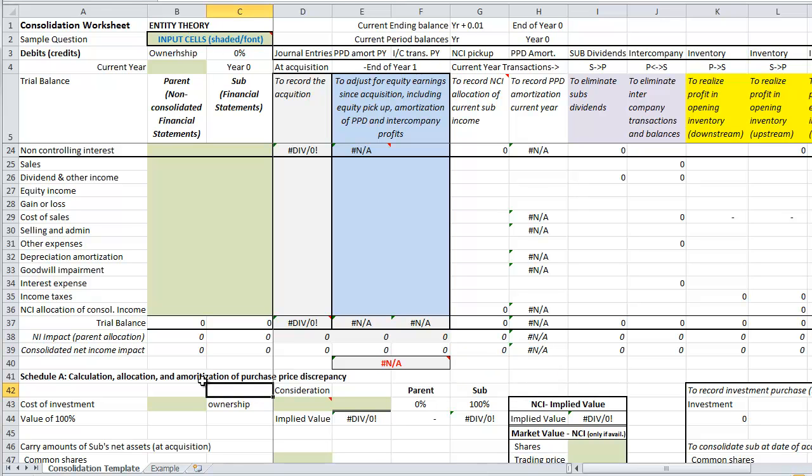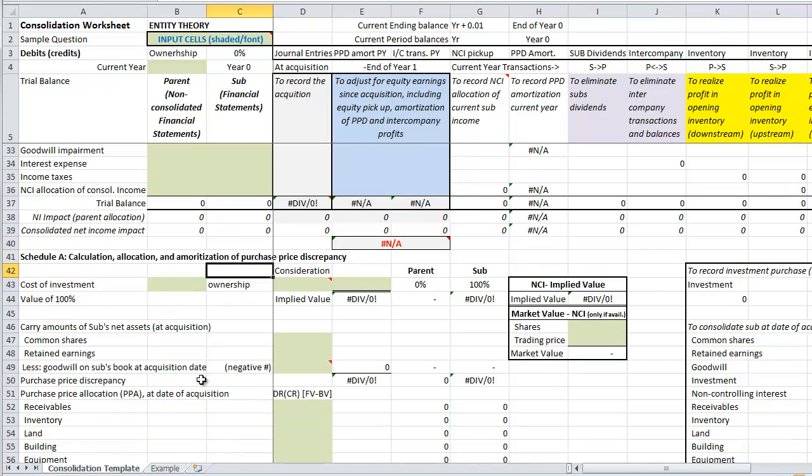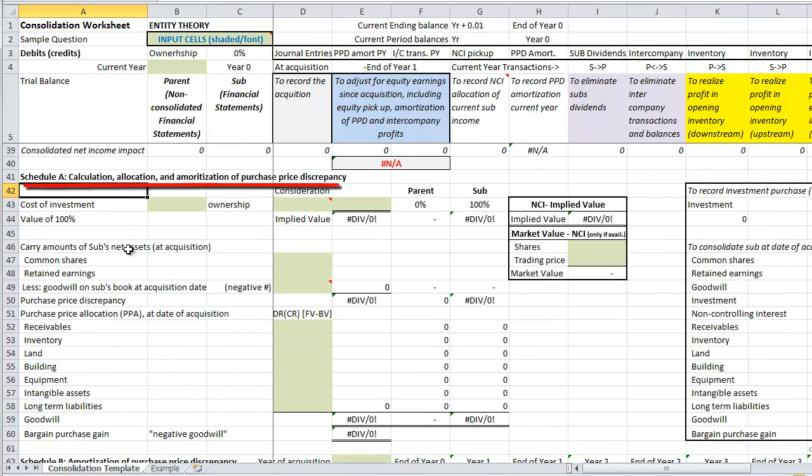Below the worksheets are the all-important schedules and detailed reconciliations. Schedule A calculates and allocates the purchase price discrepancy. And I've seen this called the purchase differential as well as the fair value increments. It all means the same thing. One important little nuance of note.